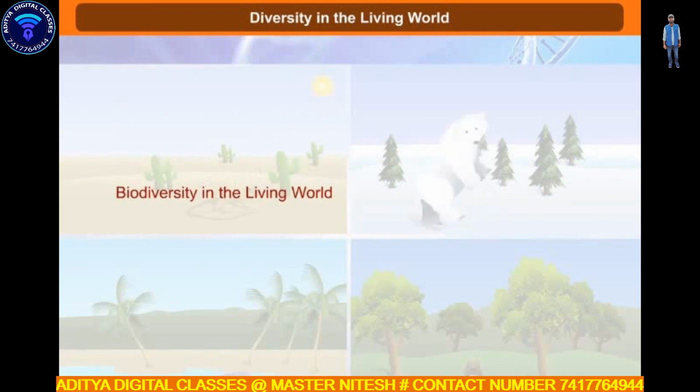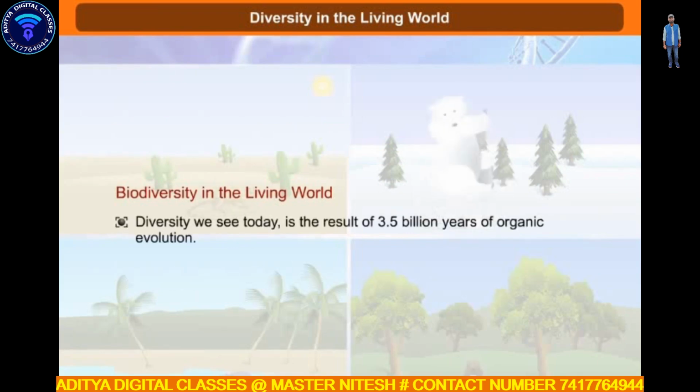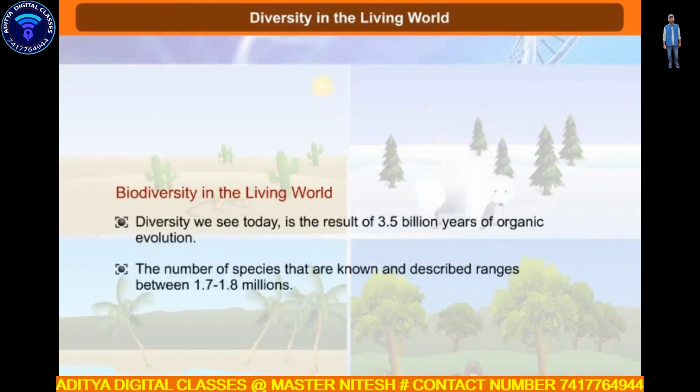Biodiversity in the living world. The diversity we see today is the result of 3.5 billion years of organic evolution. The number of species that are known and described ranges between 1.7 to 1.8 million.